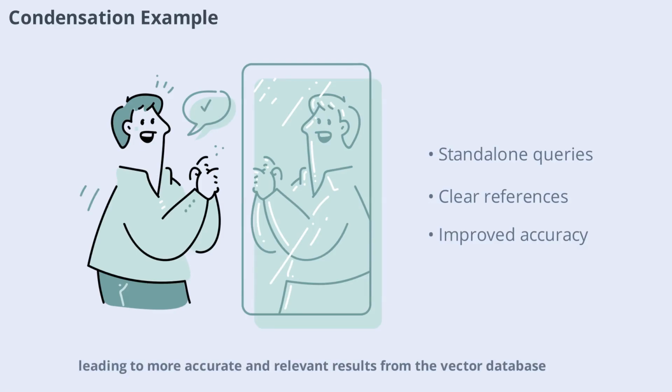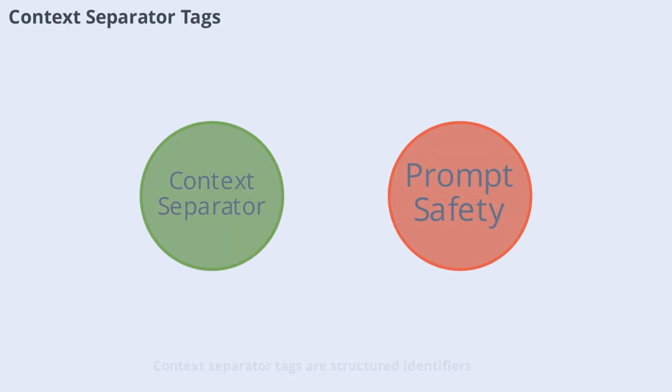Context separator tags are structured identifiers, such as XML tags or simple markers, used to isolate source data injections within an LLM prompt. These tags clearly demarcate where the source text begins and ends, preventing the model from confusing raw context with system instructions. This simple technique guards against context bleeding and accidental prompt misinterpretation.